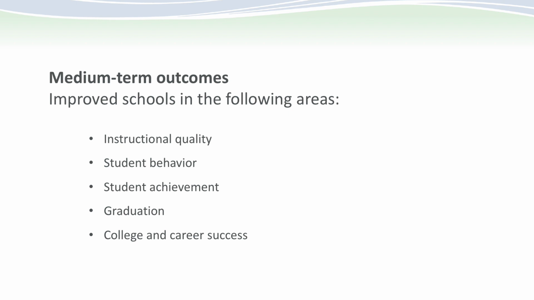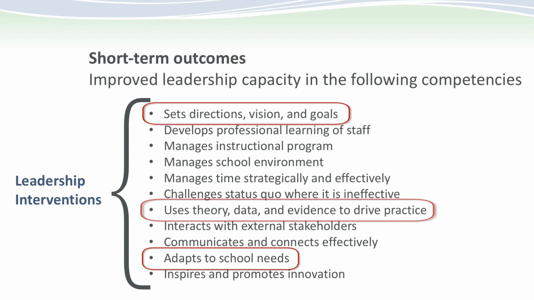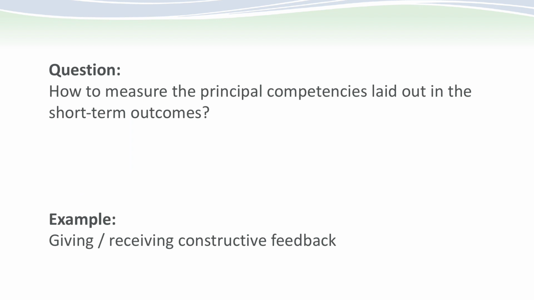Has there been a change in the classroom? Has there been a change in staff? So that's what seemed to be common across the interventions. And then the short-term outcomes tended to be what has changed in terms of the principal's capacity, their ability, and they're actually using these skill sets to set direction, vision, and goals, to adapt to school needs, to use data to drive practice. So this is a set of capacities that have been linked with medium and long-term outcomes. And so in your short term, some subset of this may be what you are hoping your intervention would accomplish.